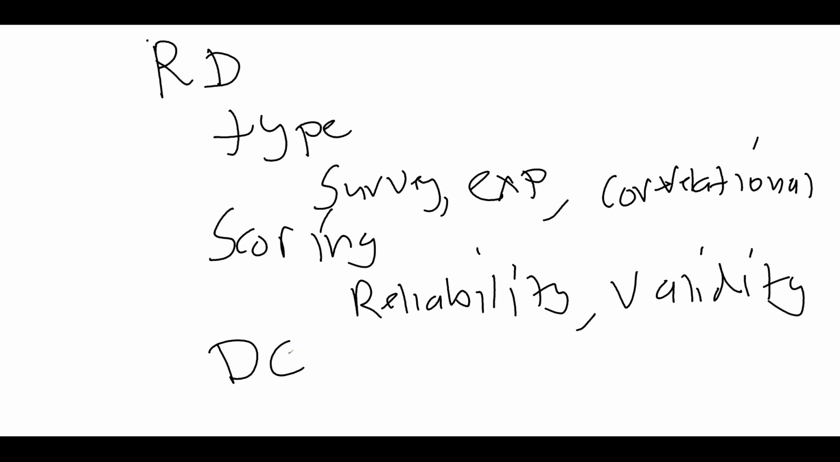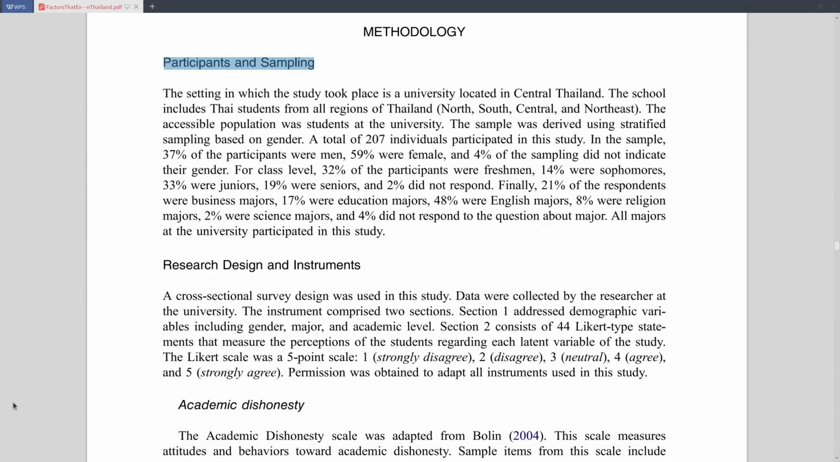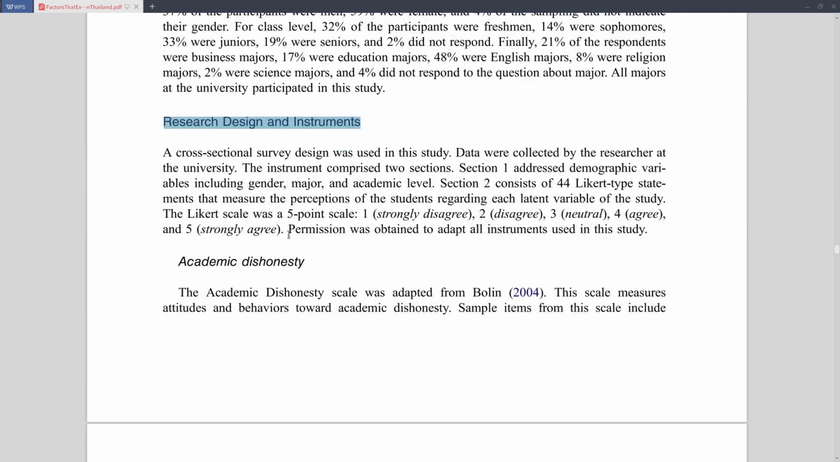And again, the way I'm explaining this is not the only way. Some people have other ways of doing this, and it's really up to you and your advisor or the journal you're trying to write for. So let's look at an example of this. So you can see right here in the next section called Research Design and Instruments. This is where I explain this.